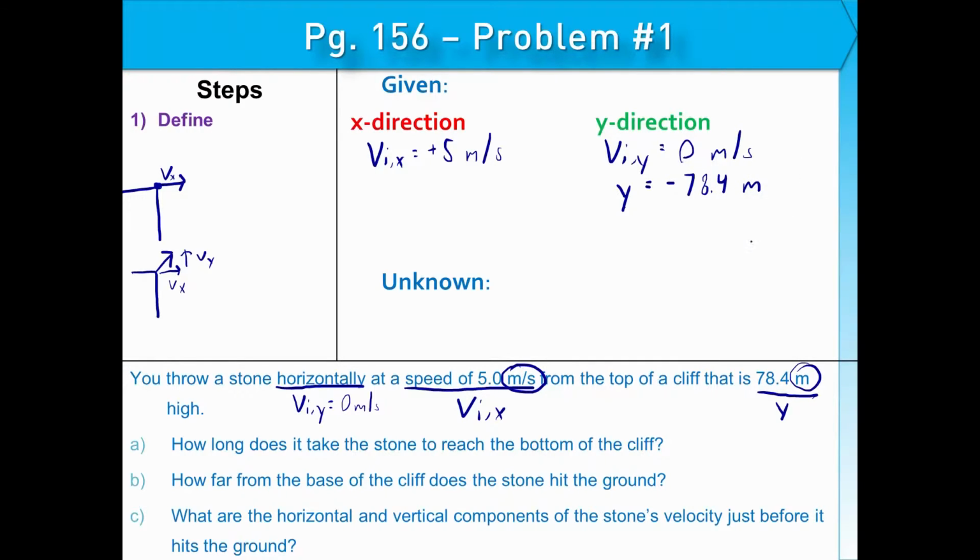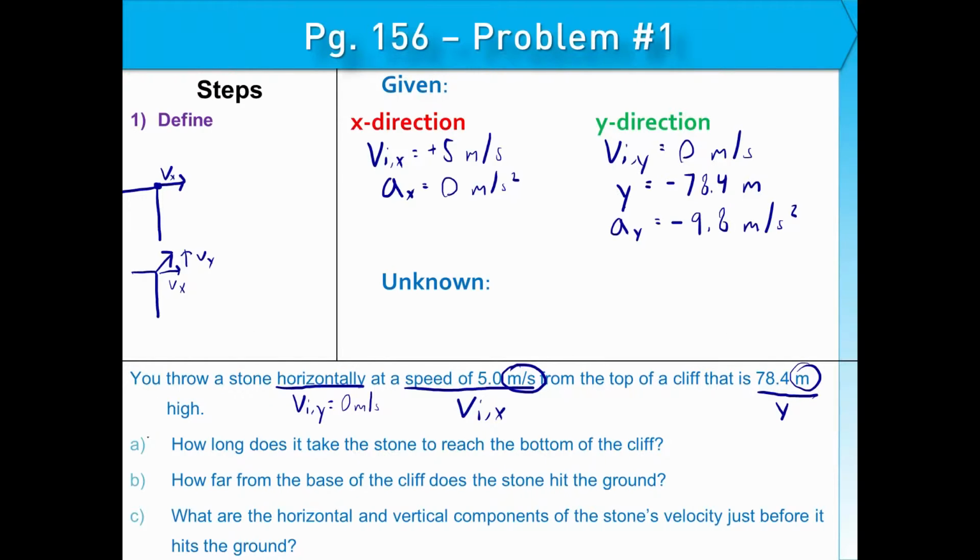All right. There are also a few givens that we don't know or can't see. The first one is that the acceleration in the x direction is always going to be 0 meters per second squared. And the acceleration in the y direction is always going to be negative 9.8 meters per second squared.